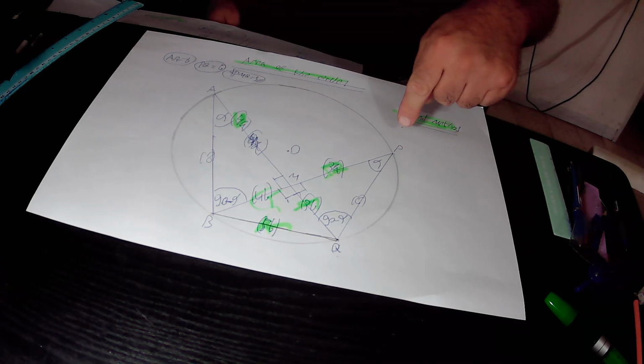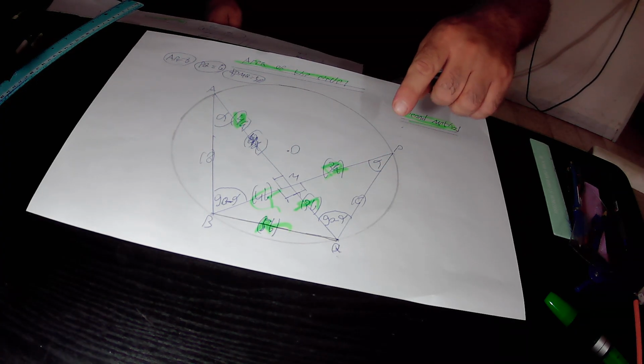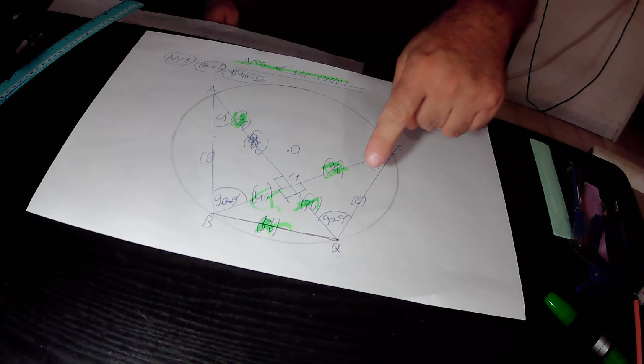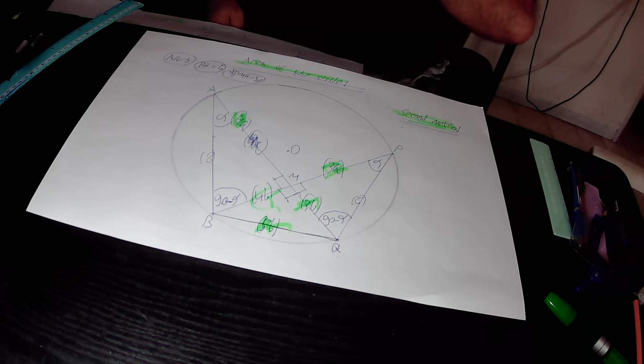And likewise, in this right triangle PMQ, this angle equals alpha, this angle equals 90 degrees, and therefore this third angle must be equal to 90 degrees minus alpha, according to the rule that the sum of the angles in a triangle is equal to 180 degrees.